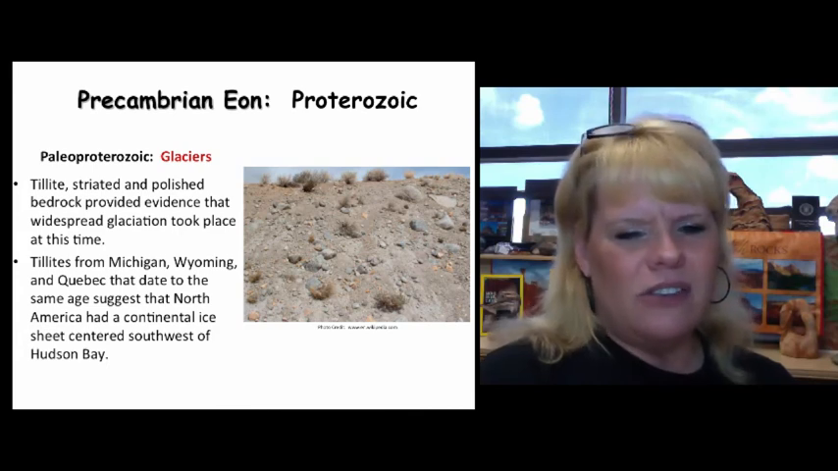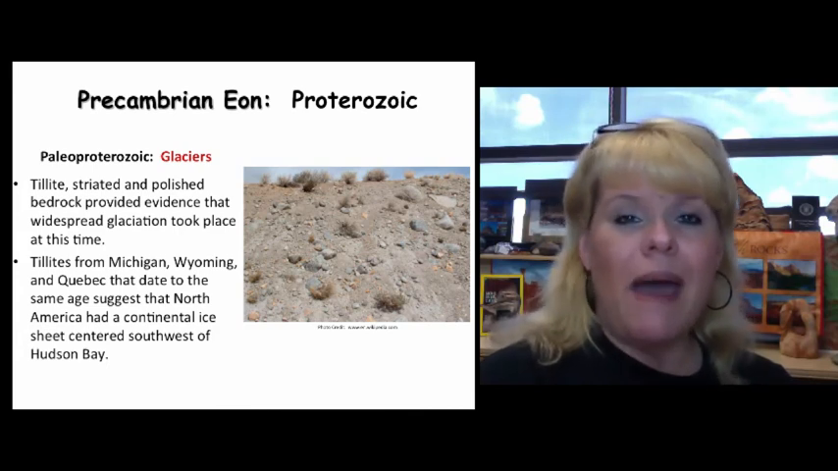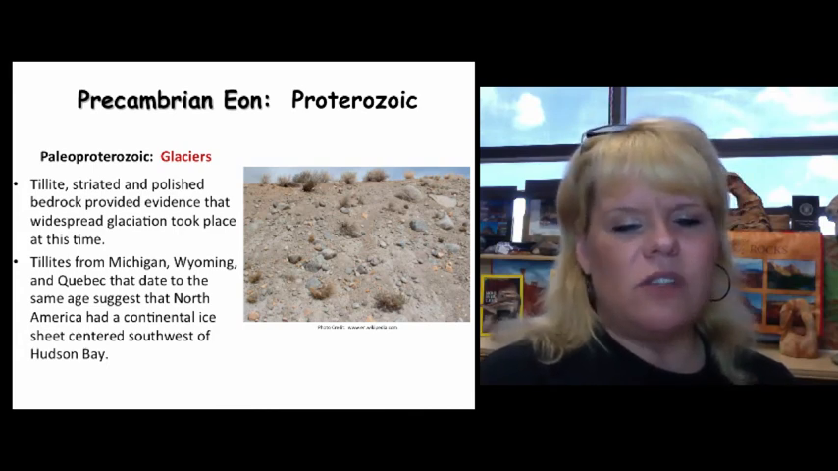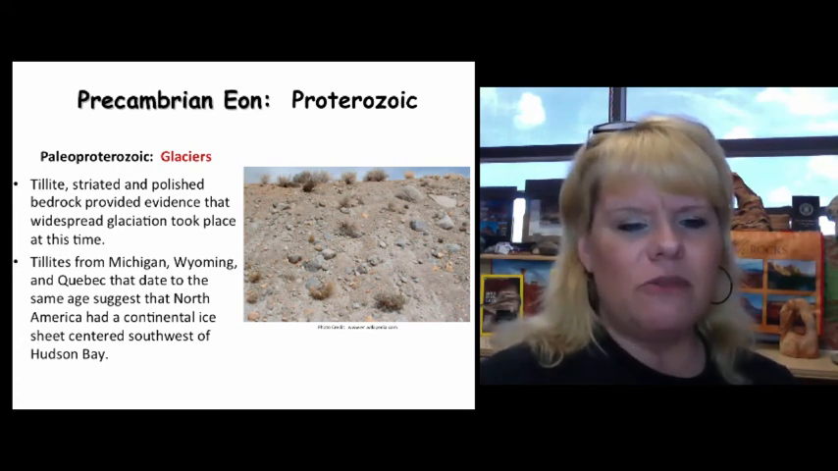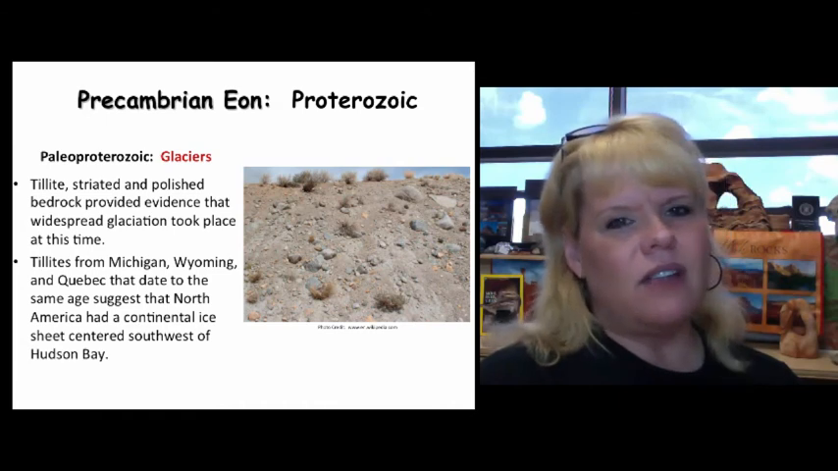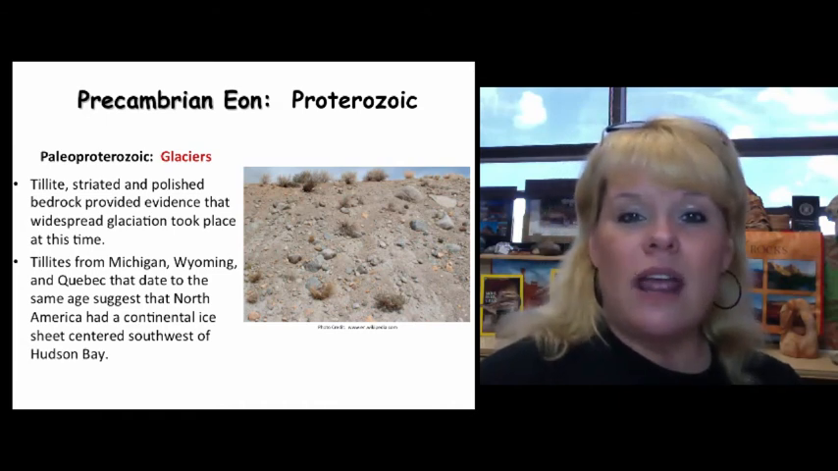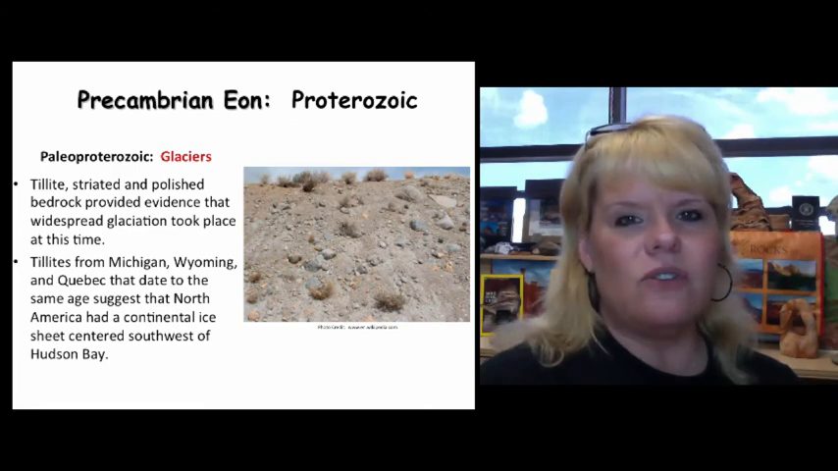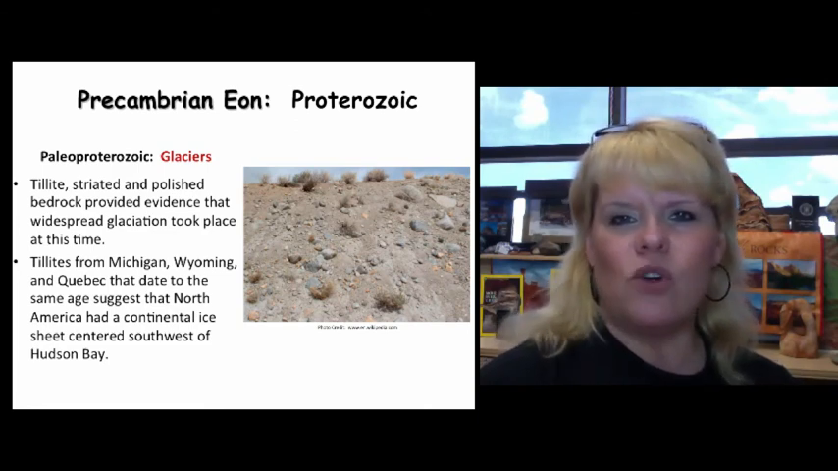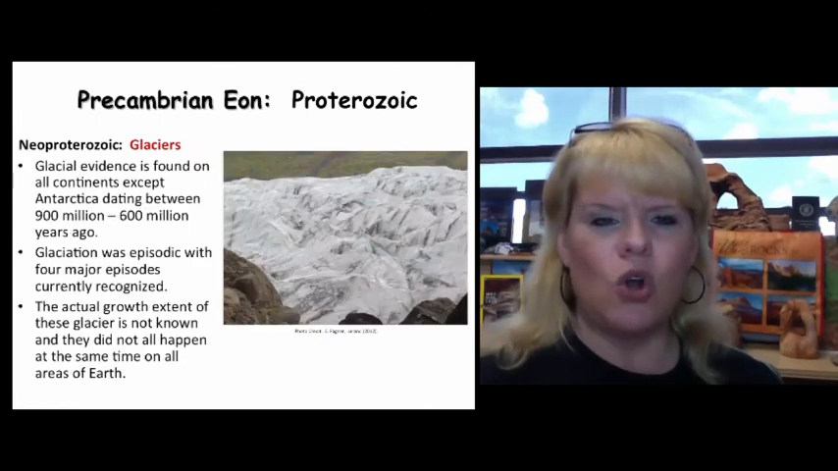So we find these kinds of deposits in Michigan, Wyoming, and Quebec, suggesting that North America had a substantial ice sheet of some sort, like a continental ice pack centered southwest of Hudson Bay. So we know that one came out of that region during the last ice age, so it seems to be a pretty good spot for glacier growth to occur.